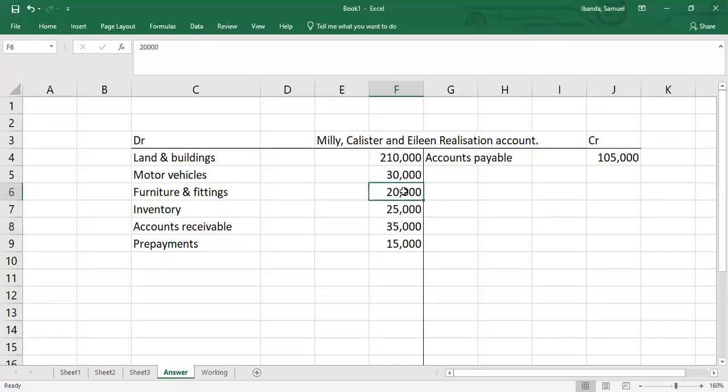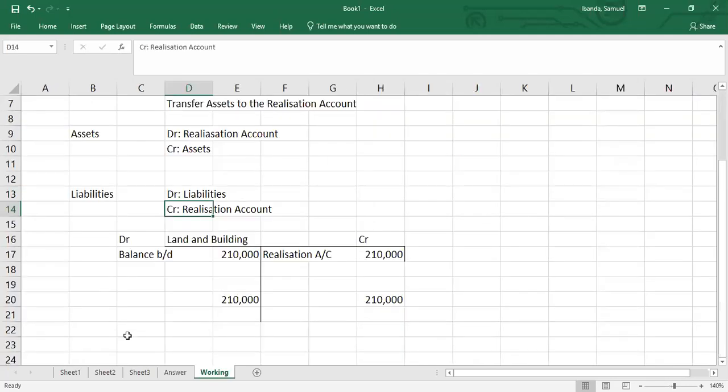Yes, we transfer it as furniture and fittings 20,000. Now, if Millie took it, that is what we are going to basically do. Assets can either be sold off or they can actually be taken off by the partners, okay? But the principle is the same.